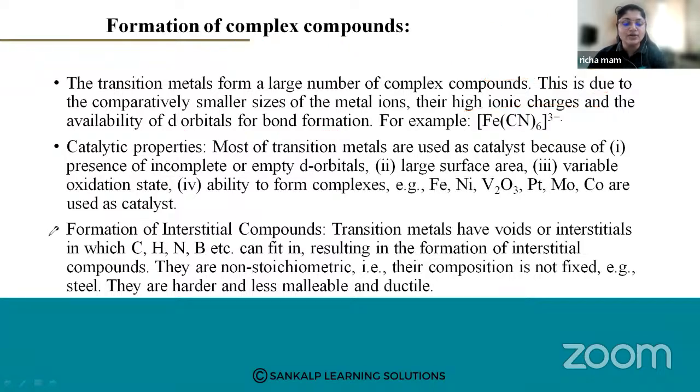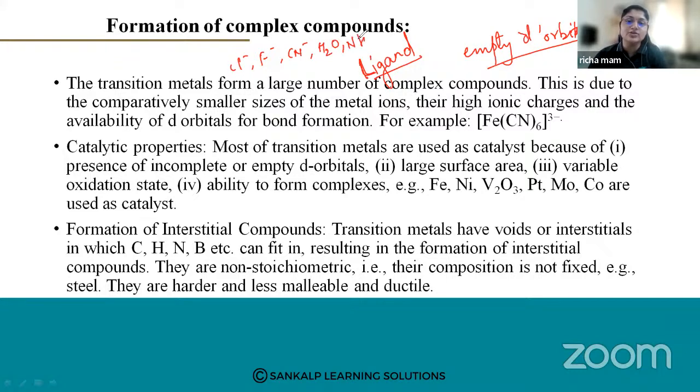Now the second reason: this makes the acceptance of electron pairs from the ligand easy. The second is that these metal ions have empty d orbitals with proper energy so that they can accept pairs of electrons from the ligands. So what is the role of ligands? Ligands are like Cl minus, F minus, Cn minus, and neutral molecules like water, NH3. So these are all ligands.